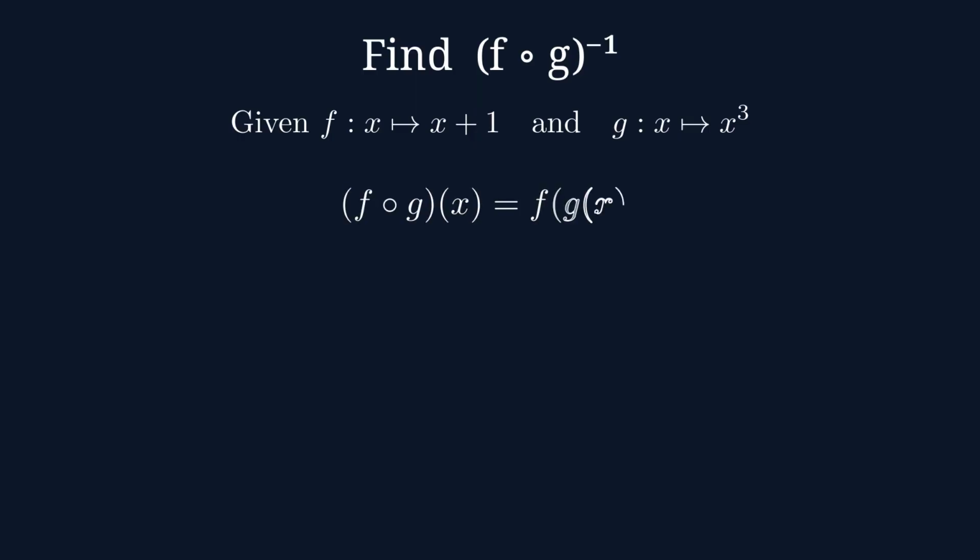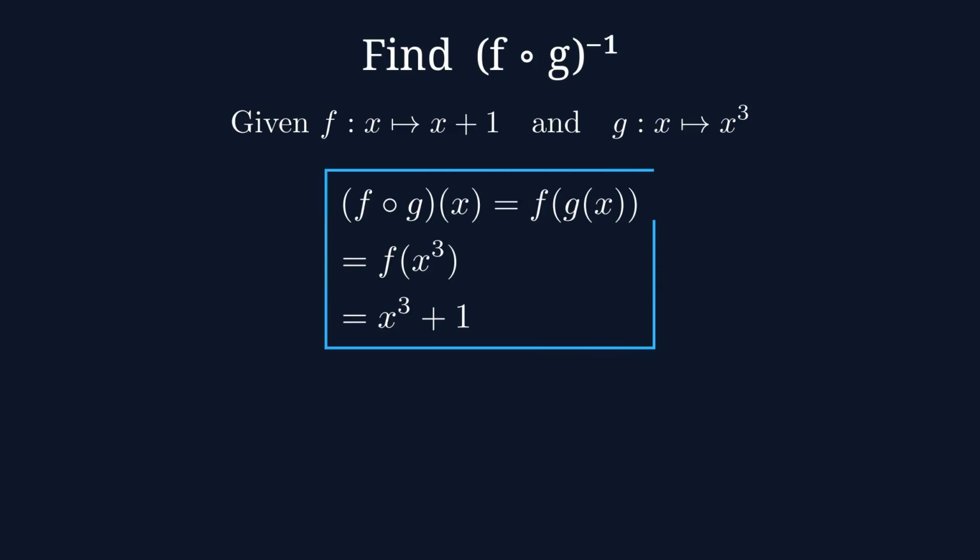First, compute the composition. F composed with g at x means f of g of x. Since g of x is x cubed, substitute that into f. Now apply f. F takes an input and adds 1, so f of x cubed is x cubed plus 1. So the composed function is x cubed plus 1.